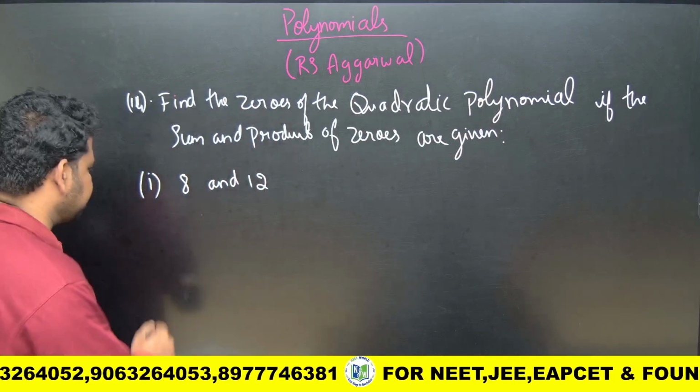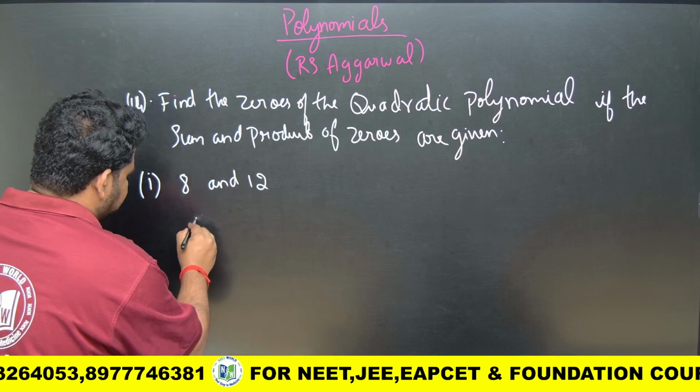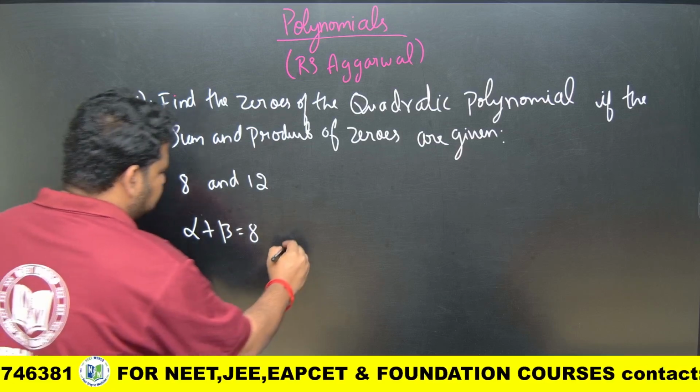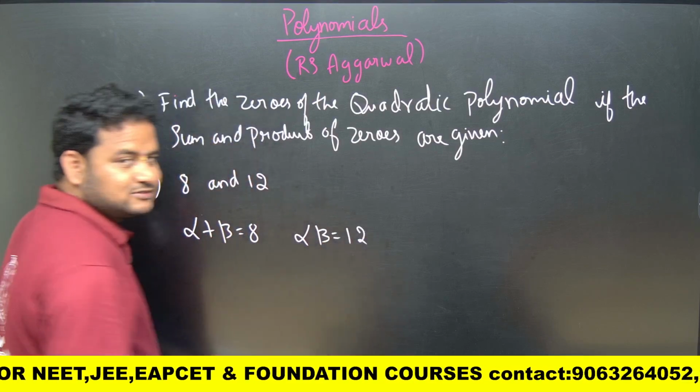First, what they have given is alpha plus beta. 8 is the sum of the zeros. Alpha plus beta is equal to 8. The product of the zeros, alpha into beta, is equal to 12.